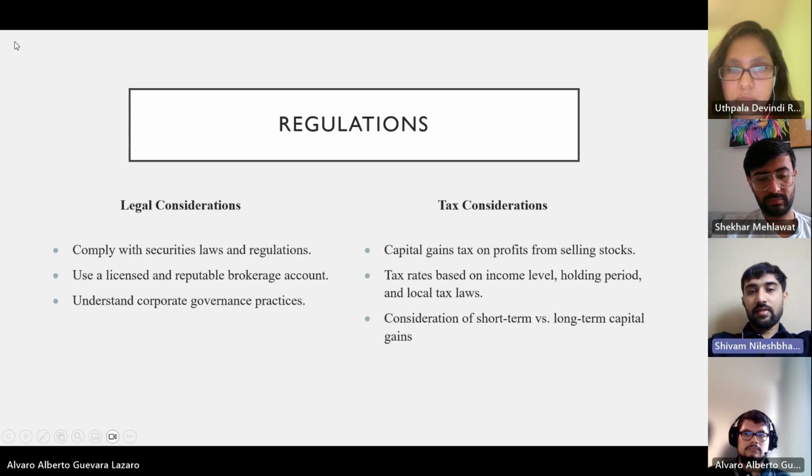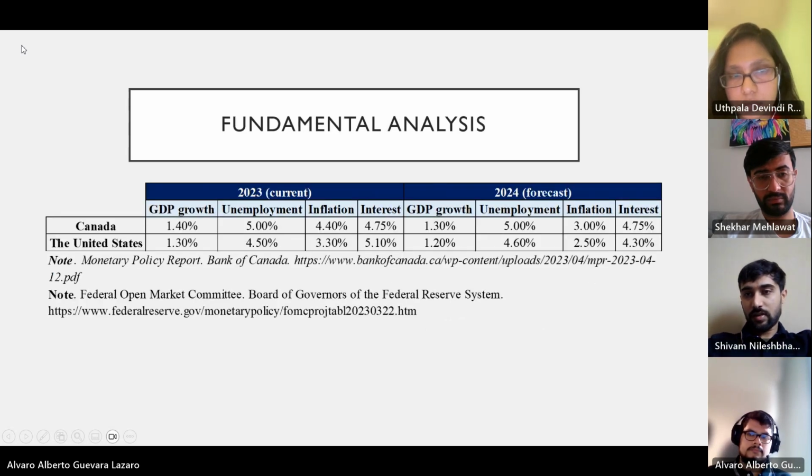The second one is the tax consideration. The first one is the capital gains tax on the profit from selling stocks. The second one is the tax rates based on income level, holding period, and the local tax law. The last one is the consideration of short term versus long term capital gains. The next slide, go to Alvaro.